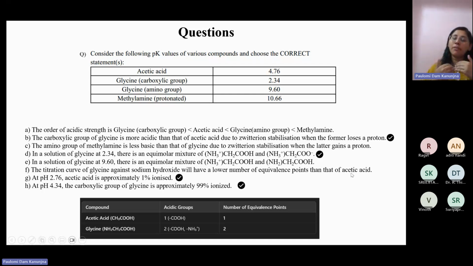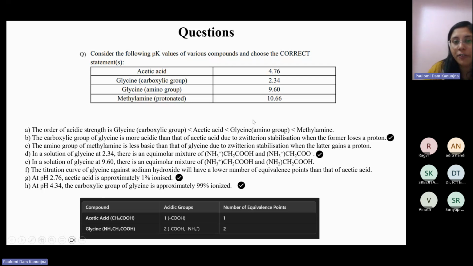Glycine has more acidic groups, so it has more equivalence points, right? So next is G. At 2.76, for the carboxylic group, which is lower than the pK value, only a few of the molecules have undergone ionization. So it is 1% ionized.